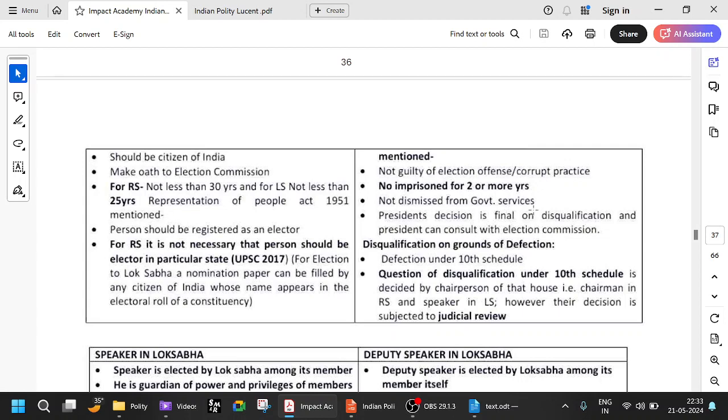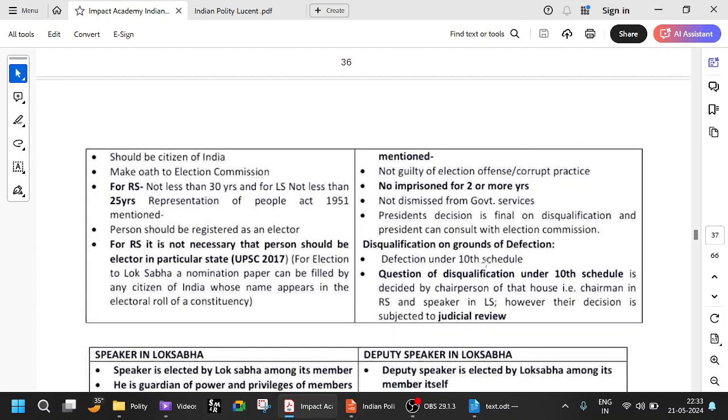And not dismissed from any government services. Okay. So if you are dismissed from a government service, then you cannot apply for Lok Sabha. Okay. So you have to resign. That's a different thing. The President's decision is final on disqualification, and the President can consult with the Election Commission. Then the disqualification on grounds of defection.